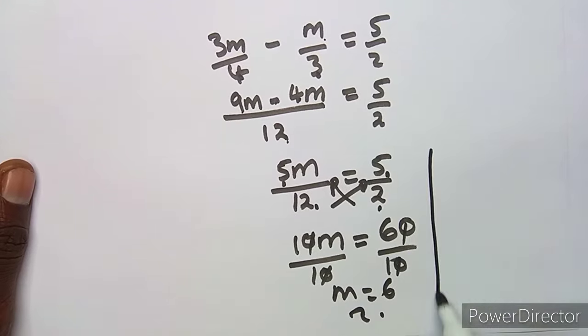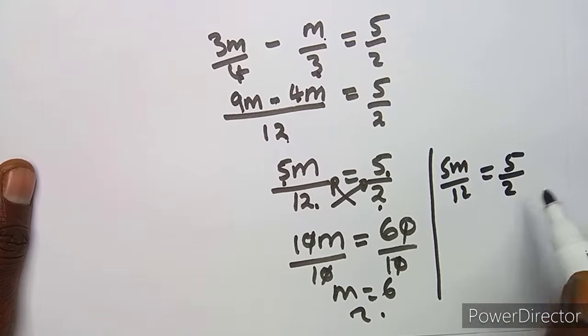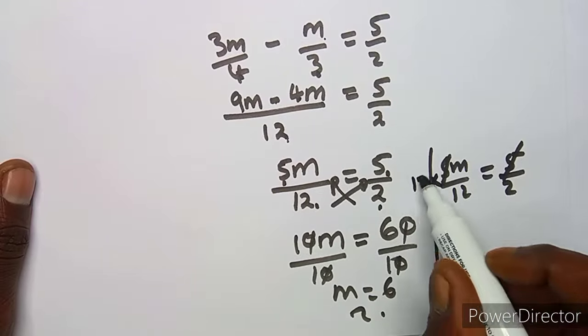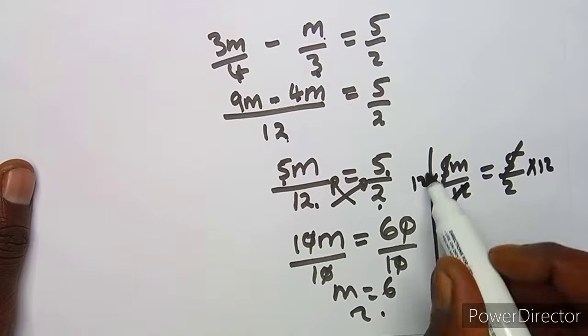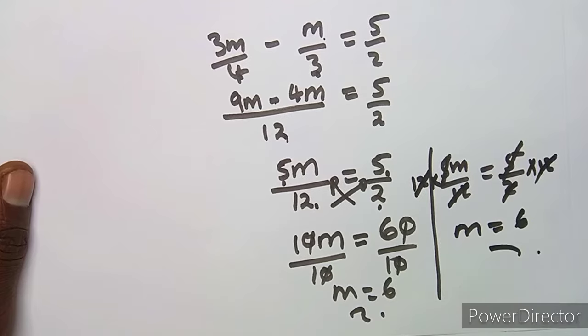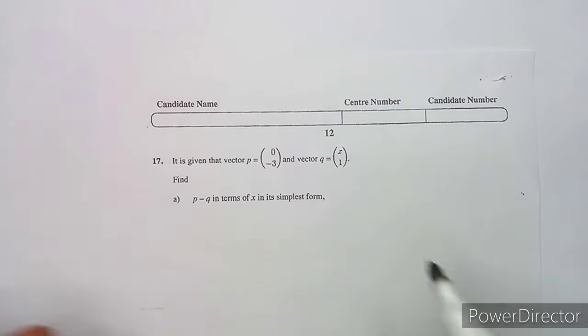Or at this stage, when you've got 5m over 12 is equal to 5 over 2 like this, you can even cancel this 5 and this 5. All right, still it's one and the same thing. And to find m, you can multiply by 12 here, by 12 here. So this can cancel. m is equal to 12 over 2, which is 6. So guys, mathematics, we can talk of 100 different methods of simplifying these things, but you just need to know a method that you are best at, and you utilize that one. Because there are so many ways, guys, that you can use.